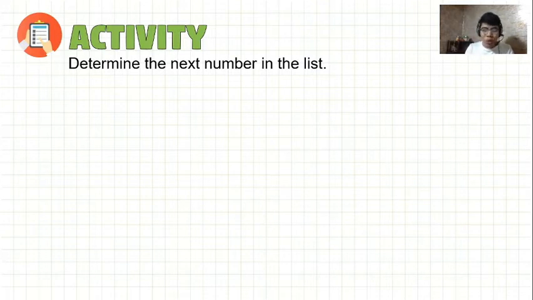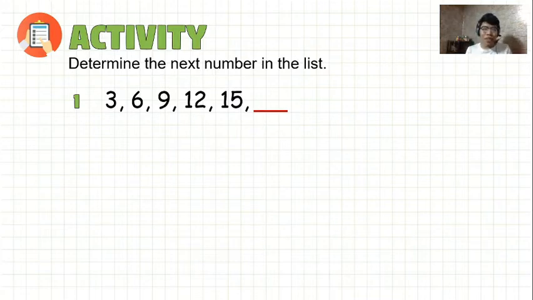Suppose we have this list for number one: 3, 6, 9, 12, 15. What will be the next number? Now, if your answer is 18, then you got it right. So how do we get 18? Observe that in our list, each number after the first is obtained by adding 3 to the preceding term.